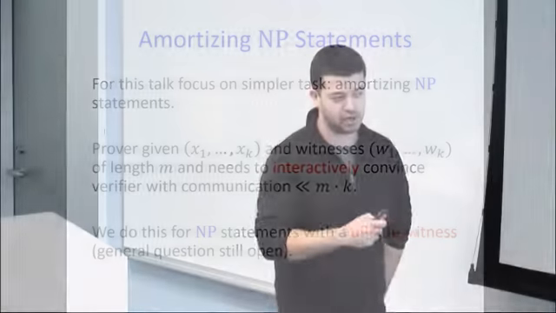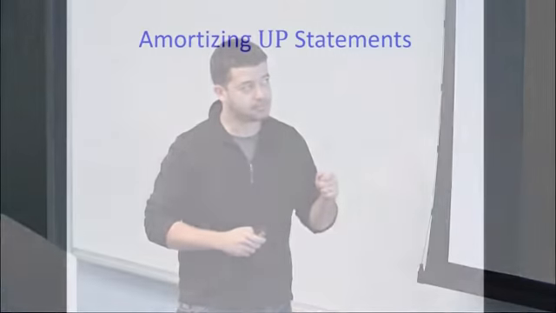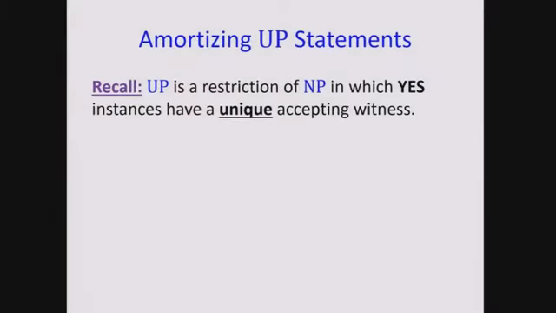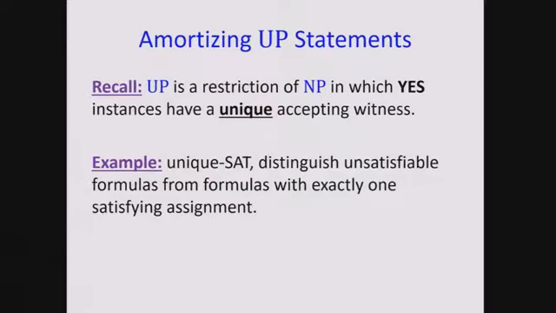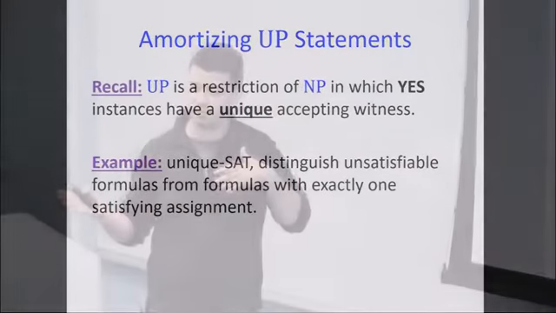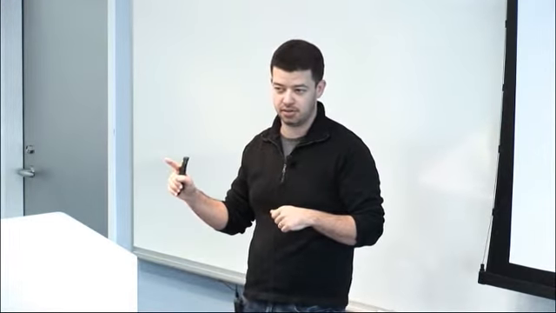We do know how to do this for a specific type of NP languages, specifically NP languages where, for x's that are in the language, there's a unique accepting witness. In terms of complexity, this is called the class UP, for unique or unambiguous NP. And the canonical example for this is the promise problem unique SAT, where you need to distinguish between formulas that have no satisfying assignments and formulas that have exactly one satisfying assignment. So if x is in the language, the only way that you'll be convinced is if you're given the unique satisfying assignment. Okay, so our goal now is to amortize UP statements.